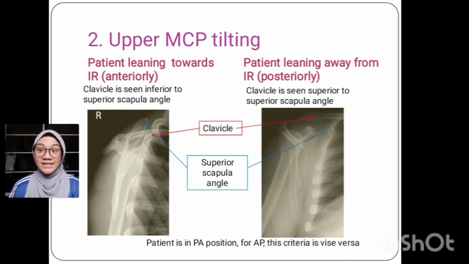Take note, this is for the patient in PA positioning. For AP, this criteria is vice versa. For example, if the patient is leaning towards the IR or anteriorly, the clavicle is seen superior to the superior scapular angle. It should look like this.